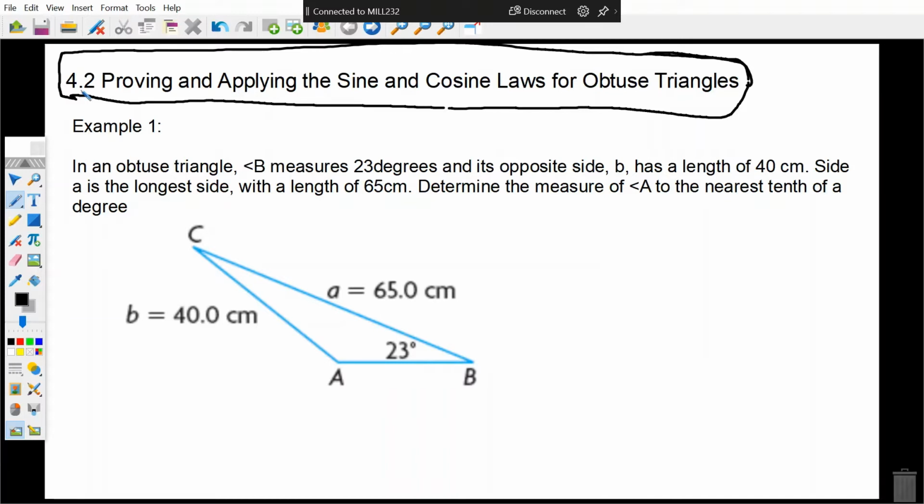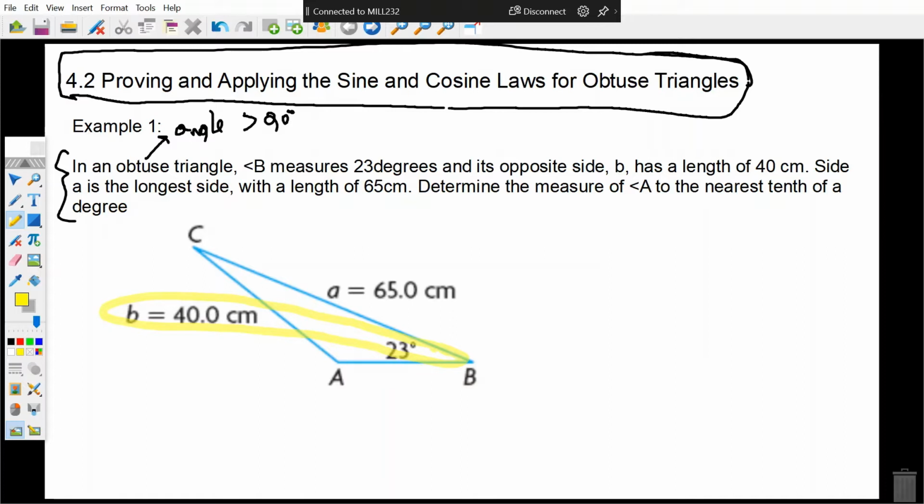So example 1, don't feel like you have to write down this part here, the write-up, but I would draw the triangle, okay? So it says in an obtuse triangle, and remember obtuse means it has an angle greater than 90. In an obtuse triangle, angle B measures 23 degrees, and its opposite side B has a length of 40, which we can see demonstrated right here.